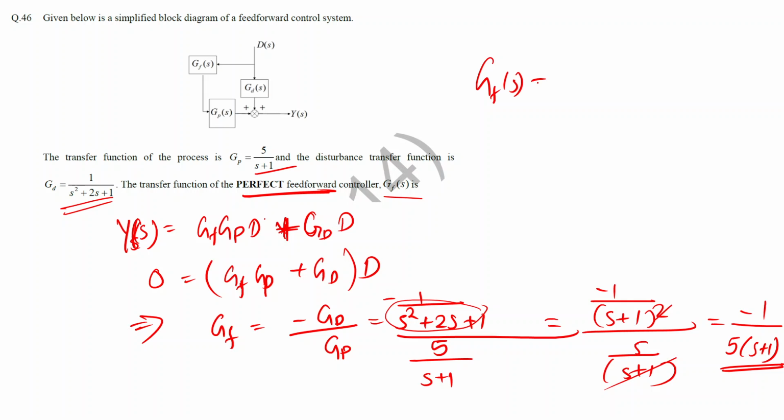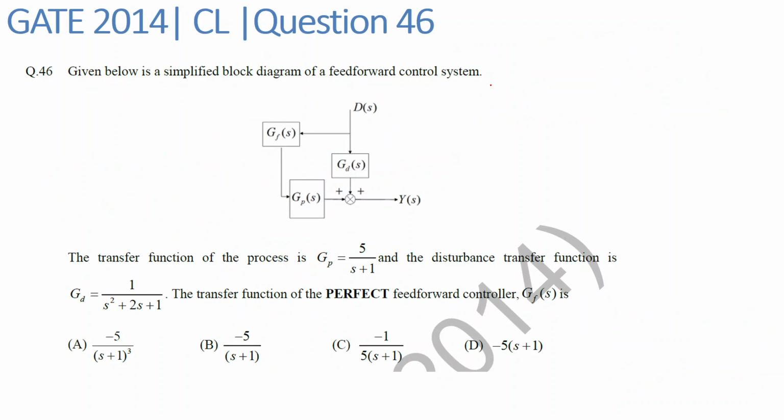That is the transfer function for a perfect feed-forward controller. Gf of s we found out to be minus 1 upon 5s plus 1. So this is our final answer. So we can select this option C, which is the correct answer.